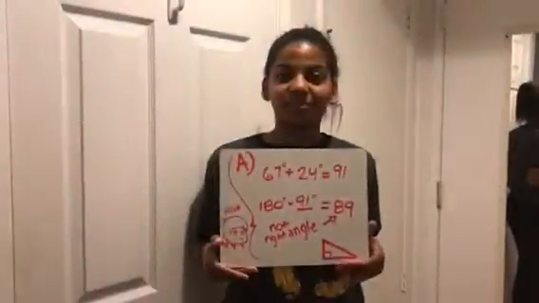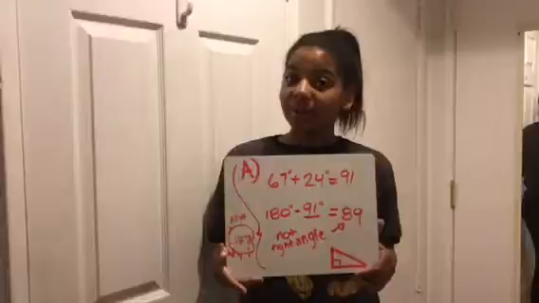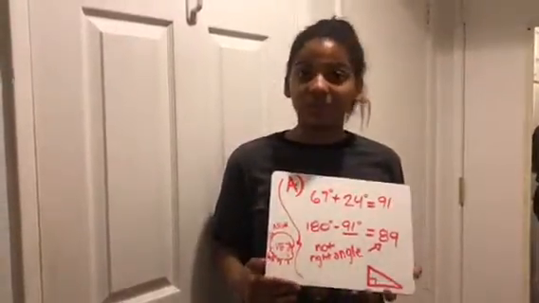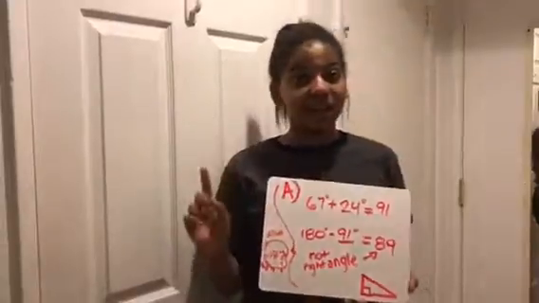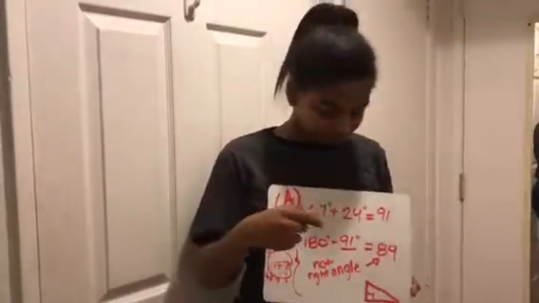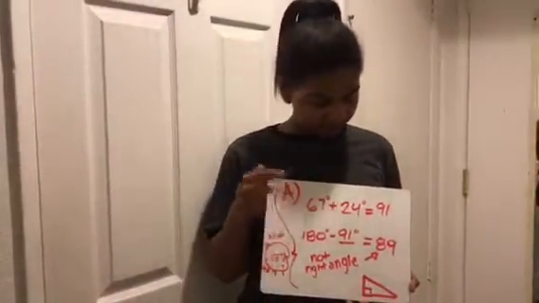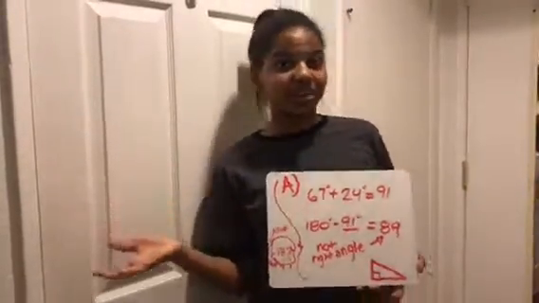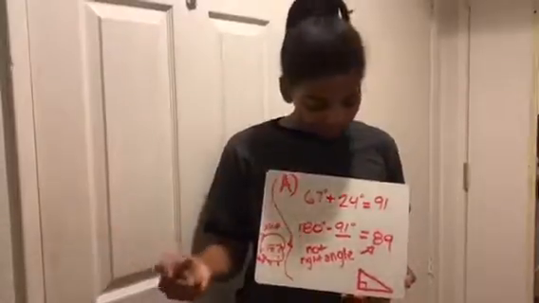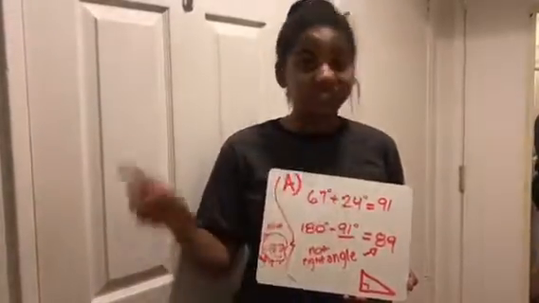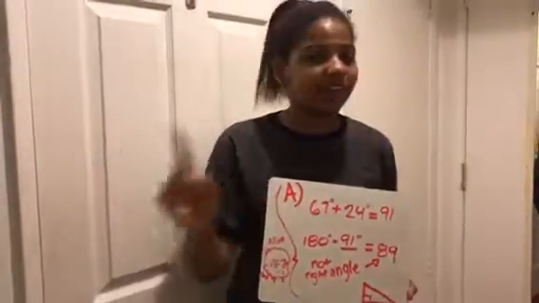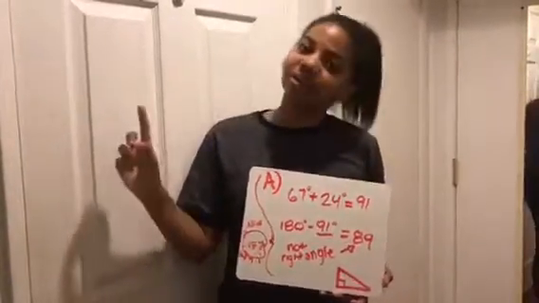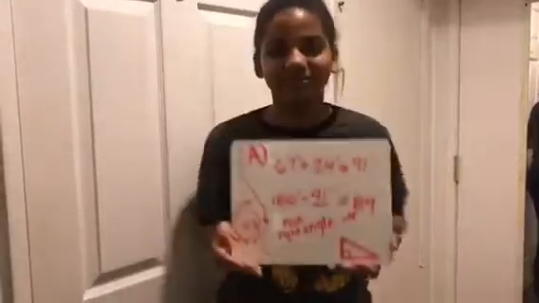Choice A says that Brandon's reasoning is correct, but that is incorrect because the Pythagorean theorem only applies to right triangles. And when you add up the angles in this triangle, you get 67 and 24 equals 91 degrees. When you subtract that from 180, which is the degrees in a triangle, you get 89 degrees, which is not a 90-degree right angle triangle. So the Pythagorean theorem does not apply to this triangle, meaning his reasoning is incorrect.